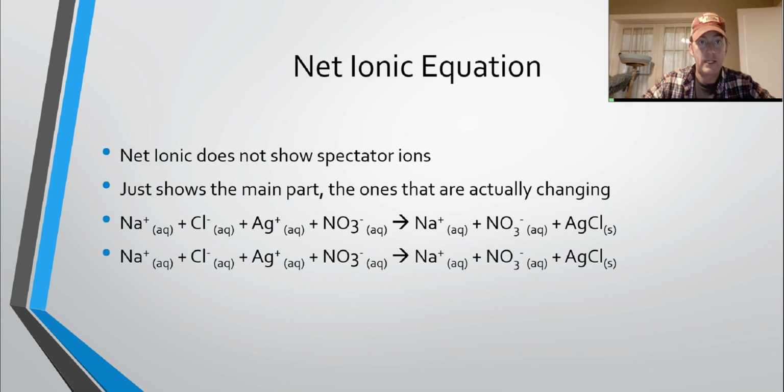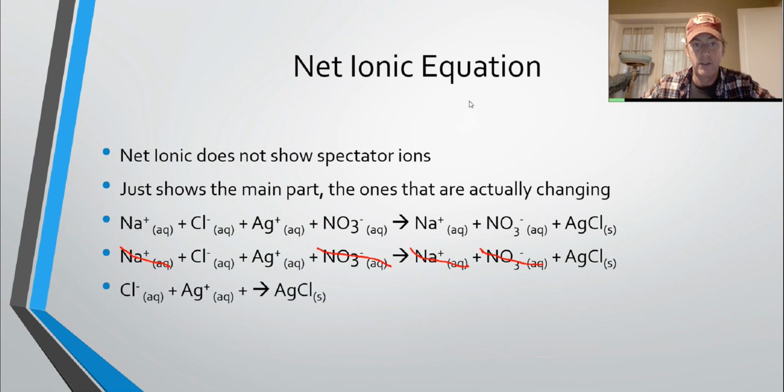Now, we think about the spectators. Well, here's the spectator. I'm going to eliminate that. And here's the other spectator. I'm going to eliminate that. So then you think, well, what do we have left over? This is all we have left. Chloride ions and silver ions meet up. They will make a precipitate. That is the net ionic equation.